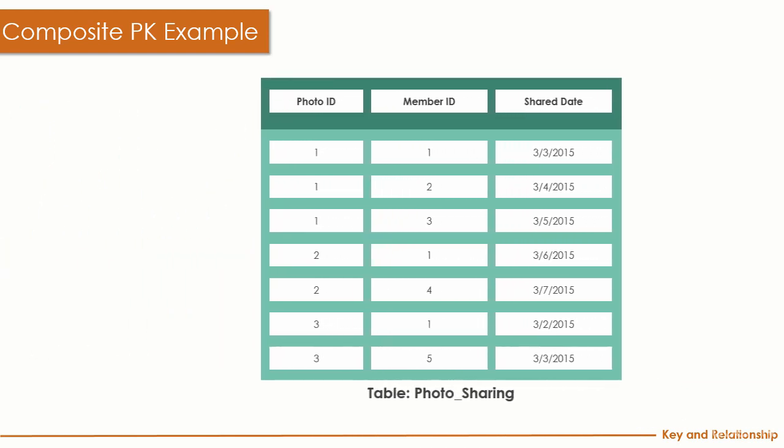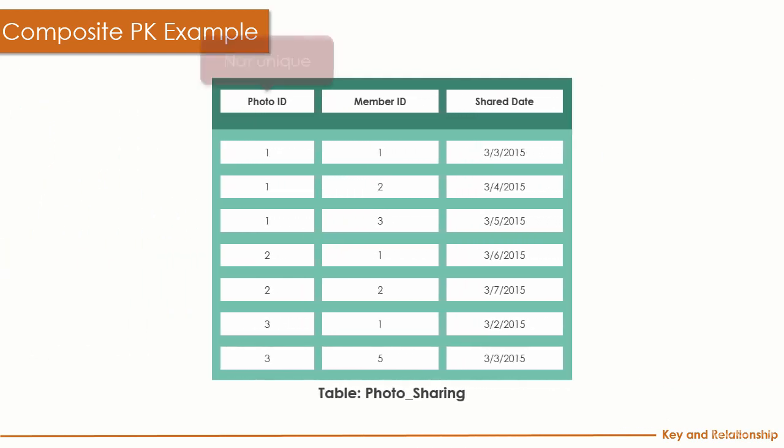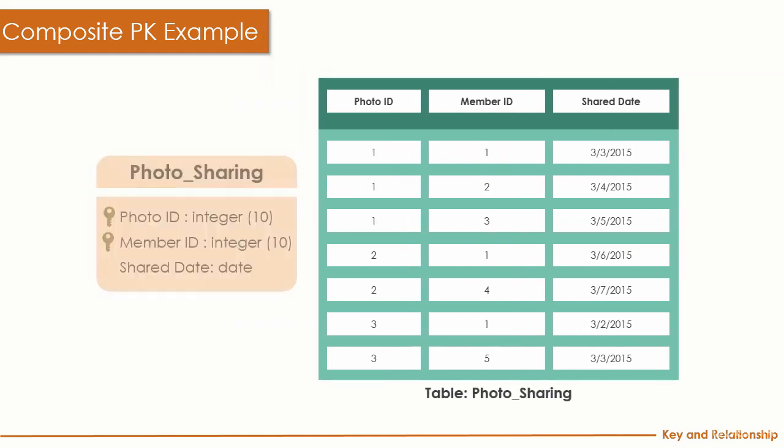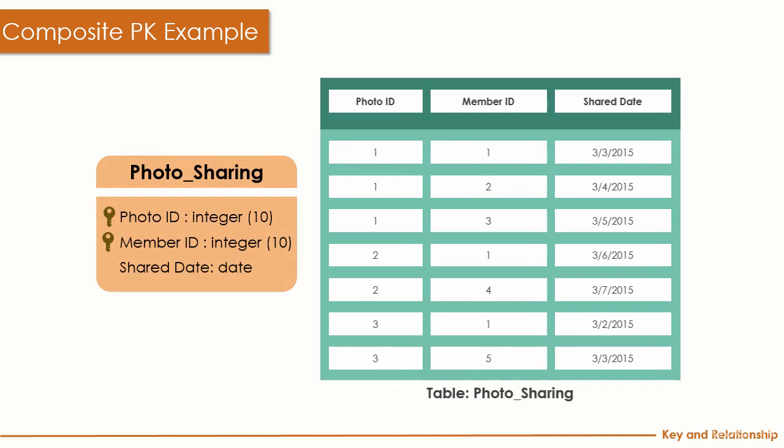In this case, the photo ID in the photo sharing table is not unique. We are allowed to share the same photo to multiple team members. And even the team member is not unique, because he can have multiple photos shared to him. So we need to combine these two columns to form a unique primary key. Then we call it a composite key. You will see both columns have the key icon on the left-hand side.